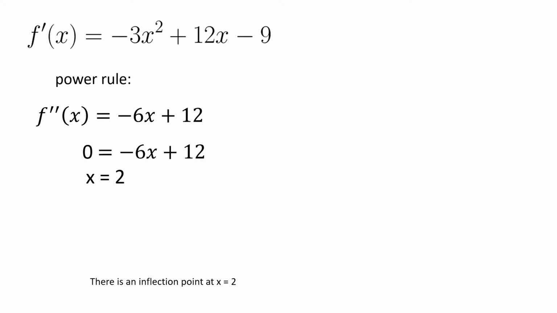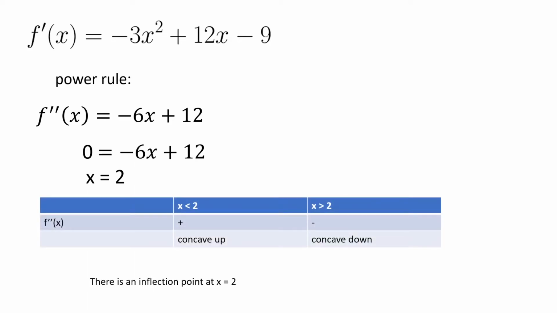We can then simplify the equation to get x = 2, which is our inflection point, or the critical point for the concavity. By using a table and substituting points in each interval, we can see where f(x) is concave up and concave down. We can see that it is concave up when x is less than 2, and concave down when x is greater than 2.